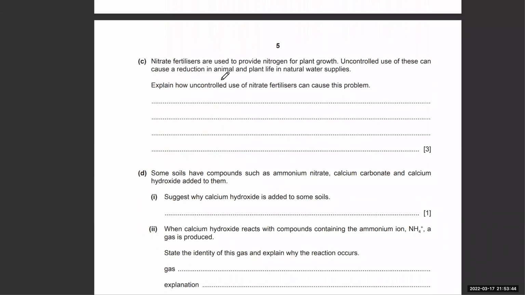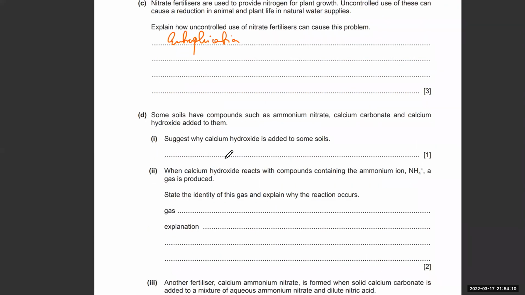What problem is caused by the uncontrolled use of nitrate fertilizers? So eutrophication, you have to explain all of that. That they end up in rivers and lakes. They promote algae growth, and because of that, sunlight gets blocked, marine plants die, and bacteria grow, and then eventually fish die.